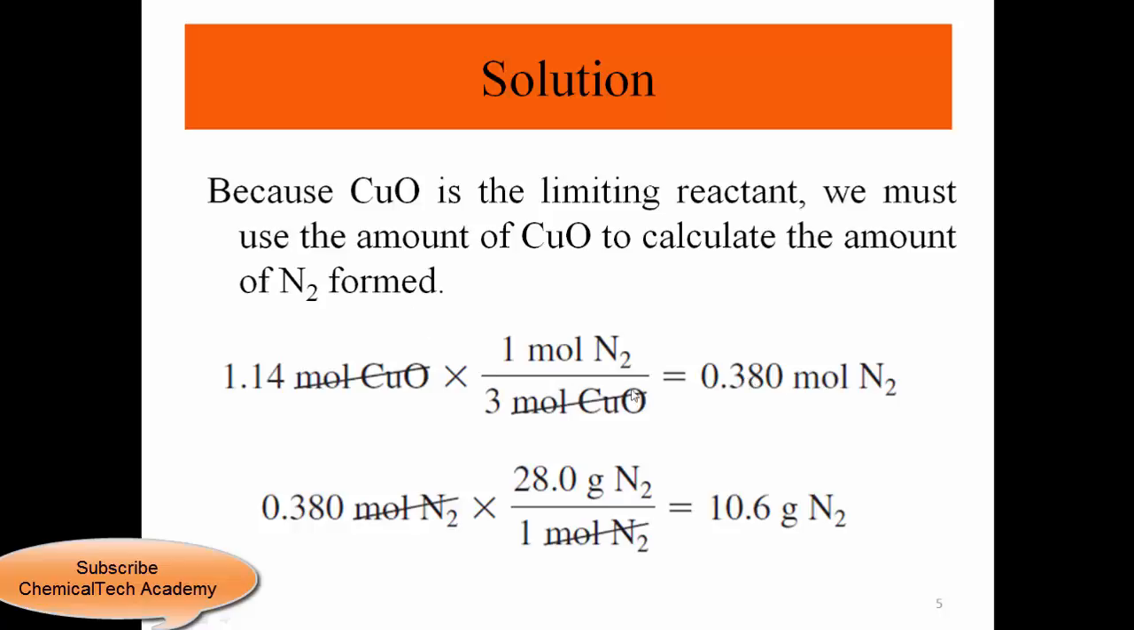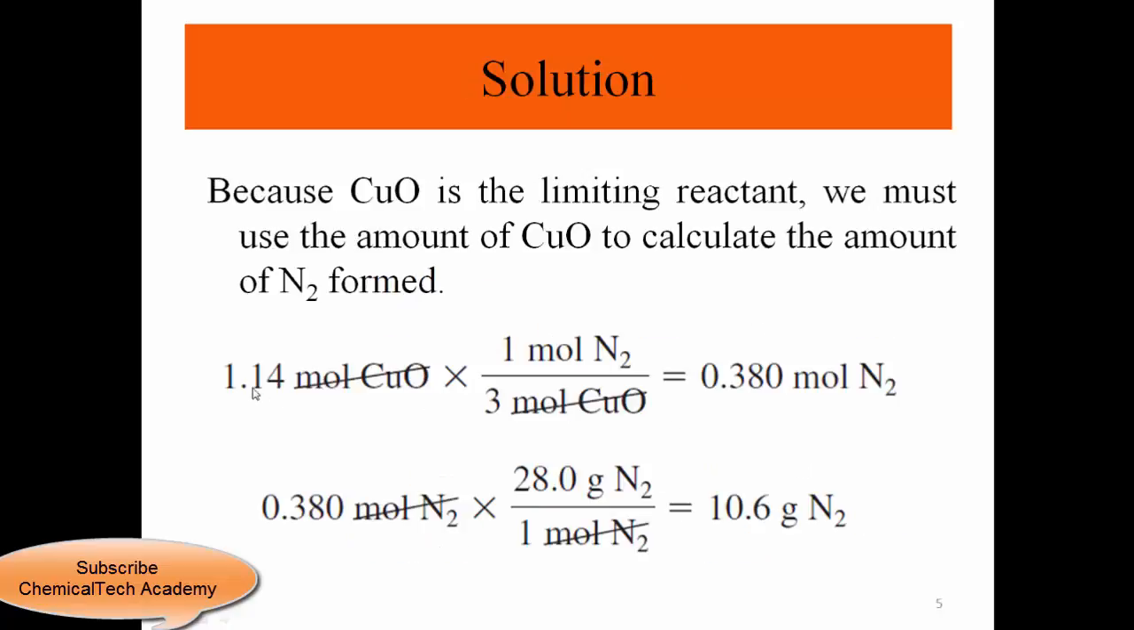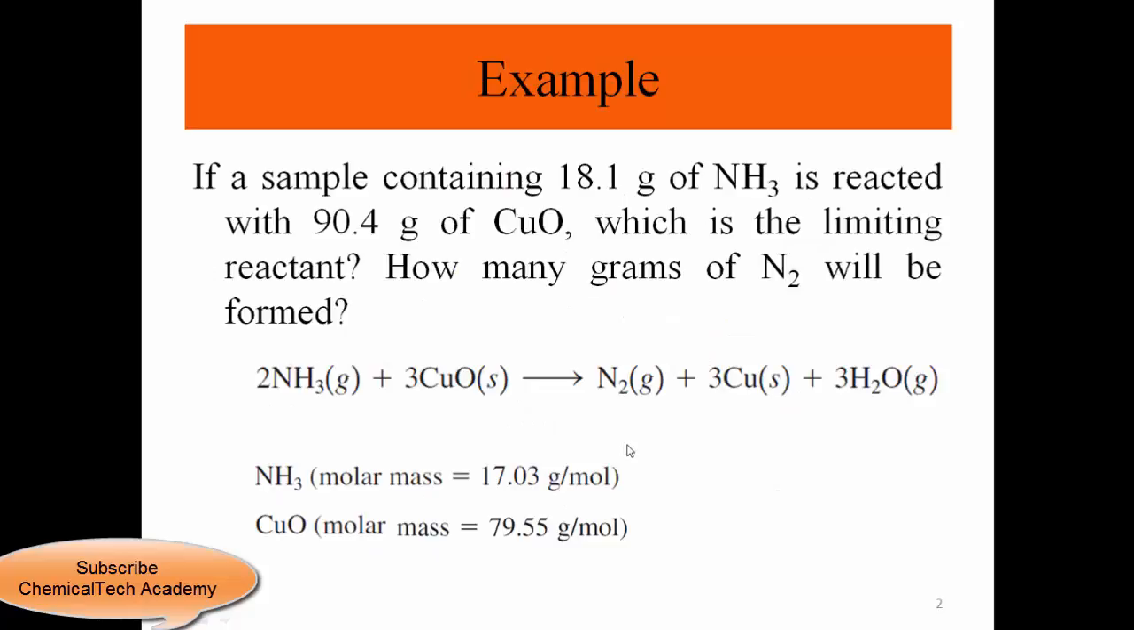Before we go for the next example, we can find the number of grams of N2. Because CuO is the limiting reactant, we must use the amount of CuO to calculate the amount of N2 formed. So that's the actual amount of CuO: 1.14 moles CuO times 1 mole of N2 divided by 3 moles of CuO. If I go back to the example, 3 moles of CuO results in 1 mole of nitrogen. That's what we need to find. How many grams of N2 will be formed?